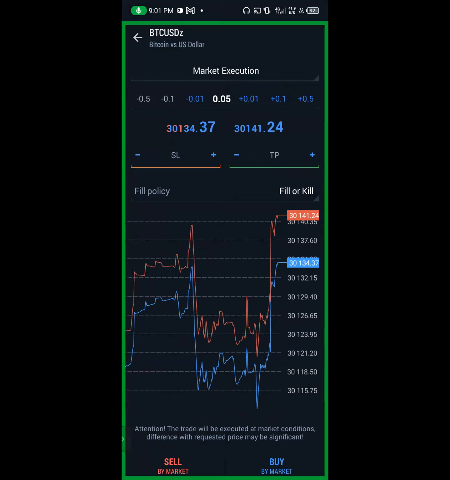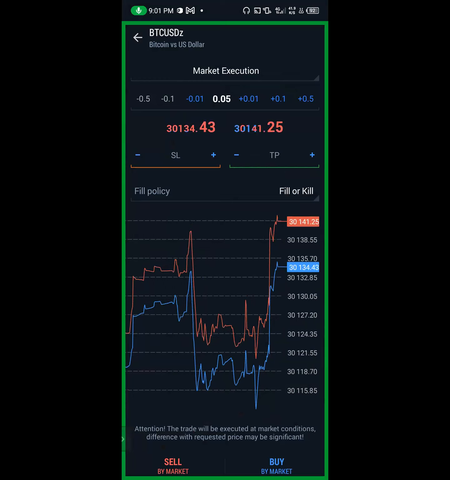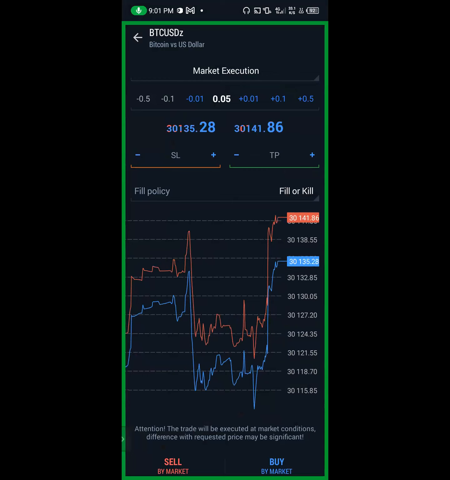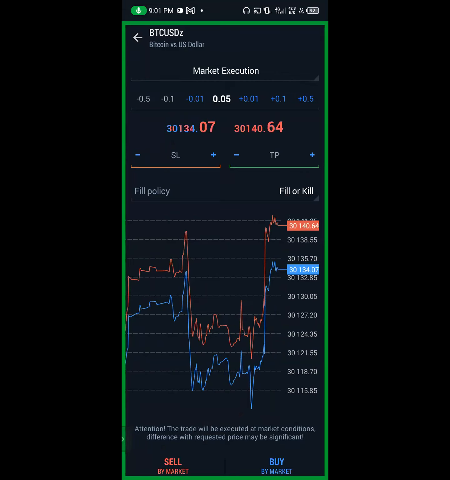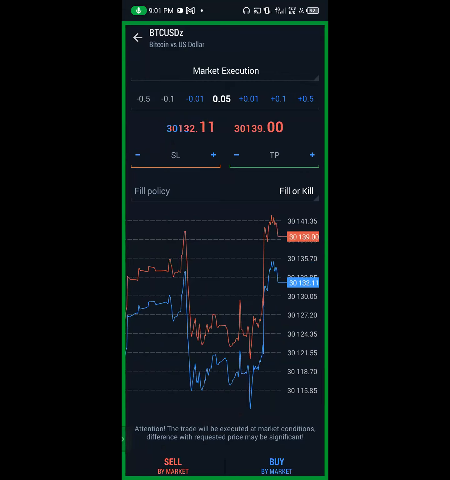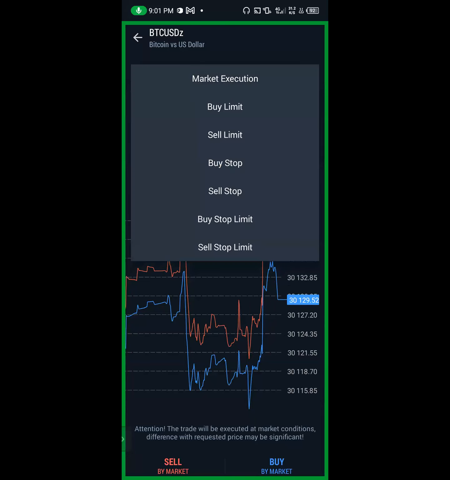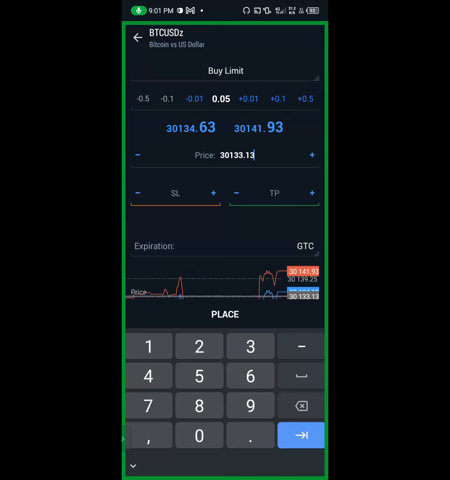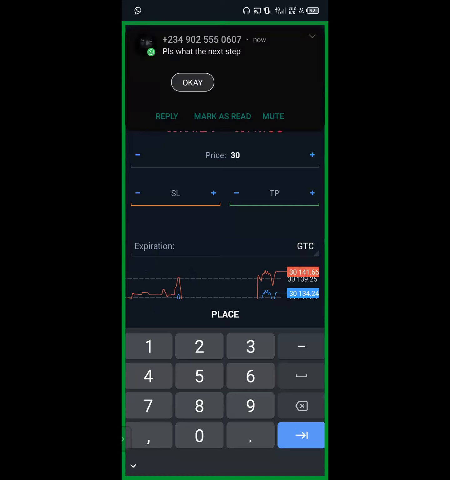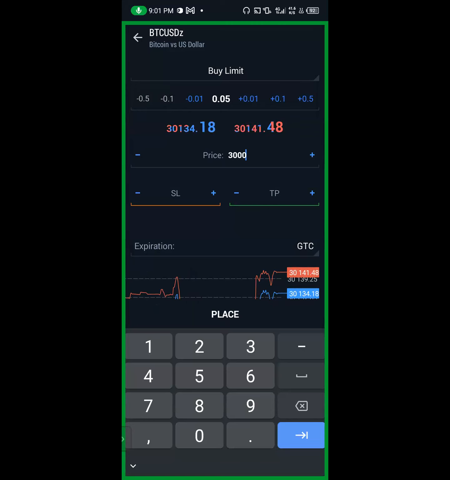So if I say buy BTC at 30,000, obviously you see that BTC is at 30,134 right now. I'm asking you to buy it at a lower price, so you go on to choose a buy limit. Buy limit will give you room to set the price you want. So you are telling the market, hey, I want to buy this BTC, but I don't want to buy it at this price. I want to buy it when it comes down. So you set the price.